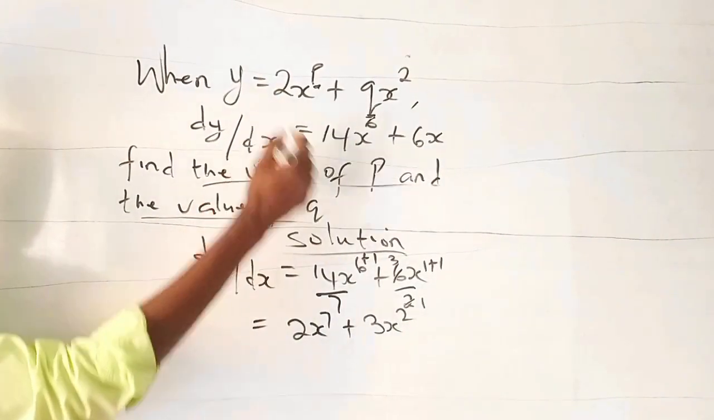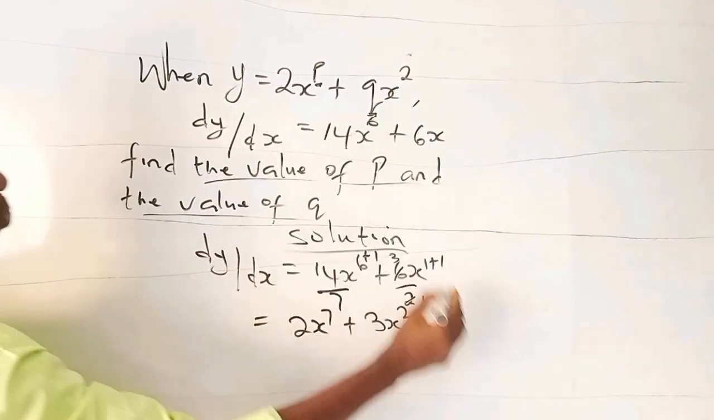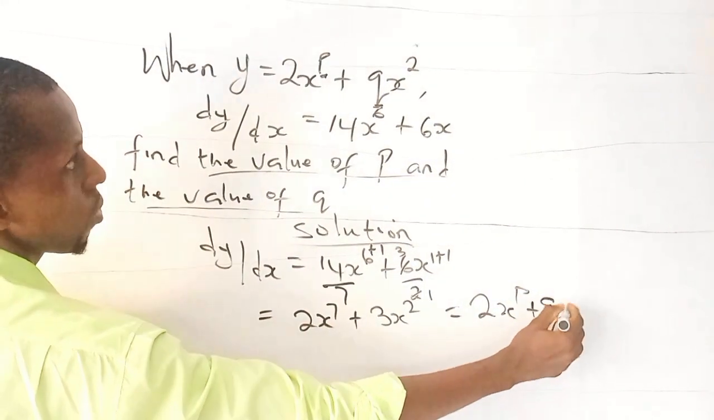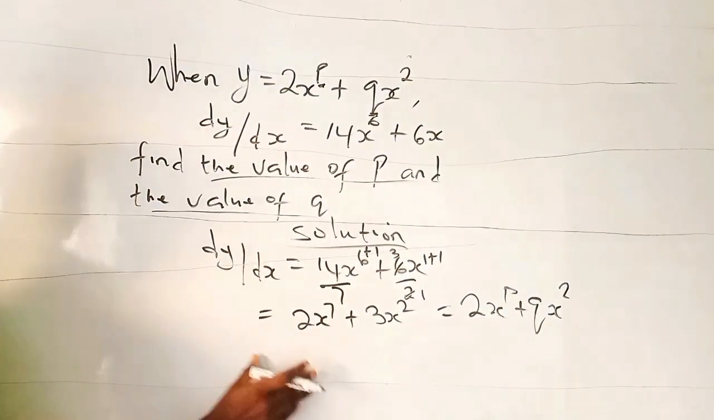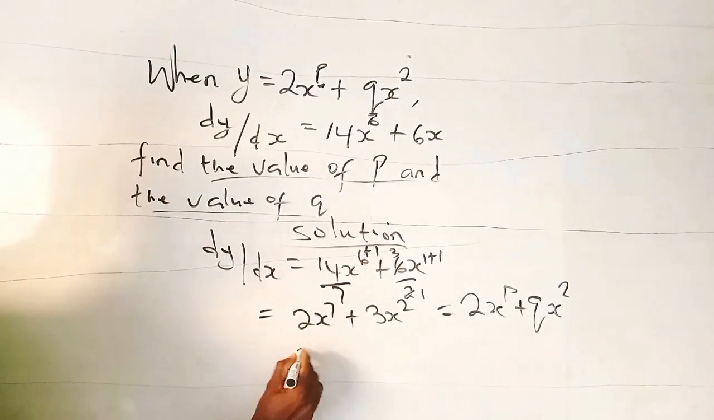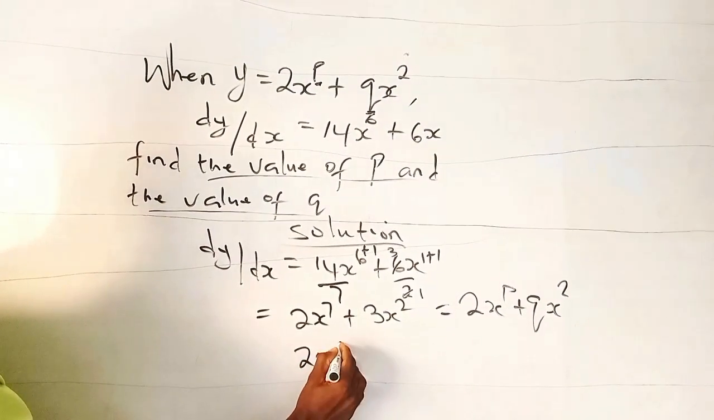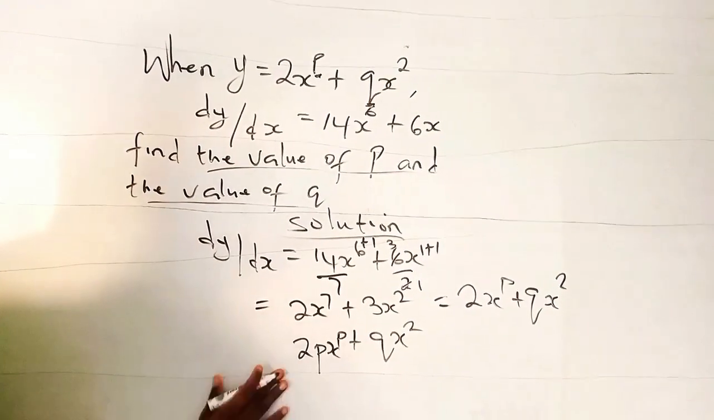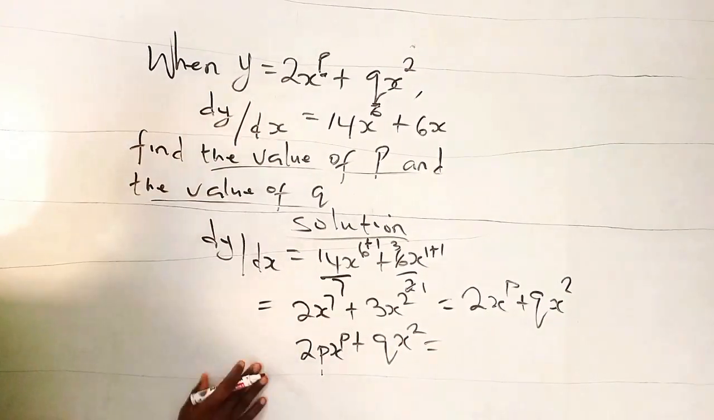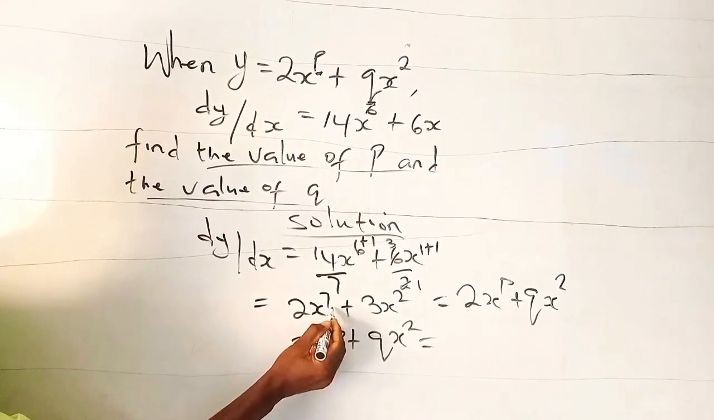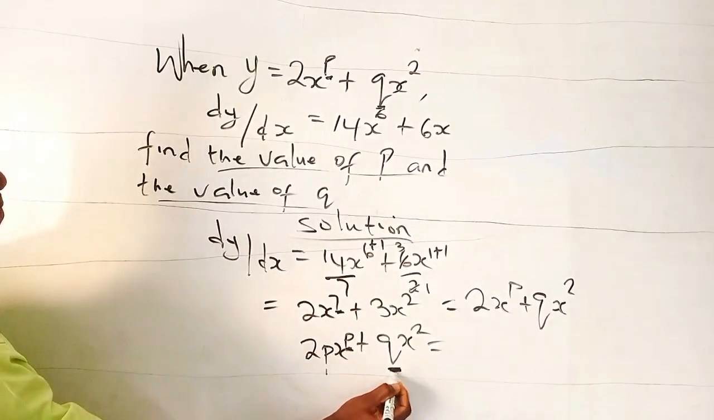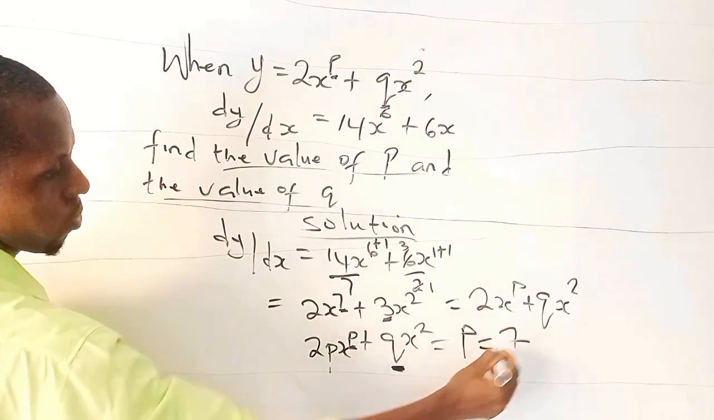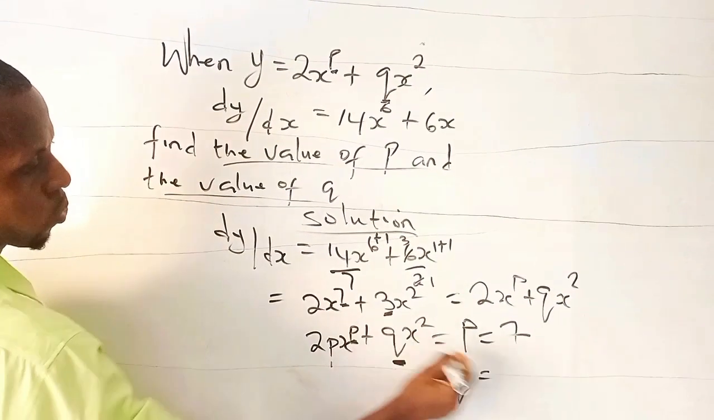So let's take it back to this. y equals 2x raised to the power p plus qx squared. Now when you compare this to this, it's like saying 2x raised to the power p plus qx squared. So when we look at it very well, from here the value of p represents 7, the value of q represents 3. So therefore, our p equals 7 and our q equals 3.